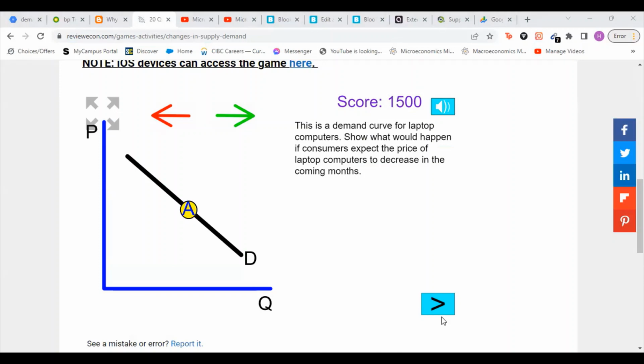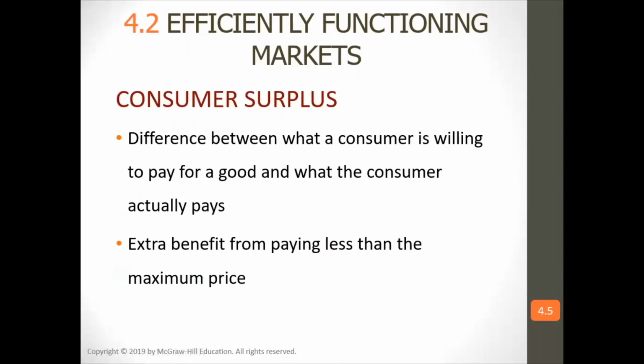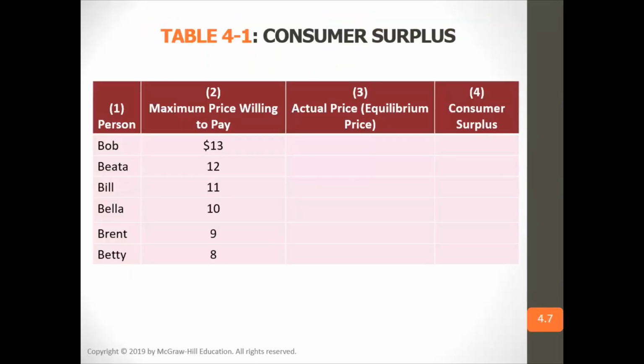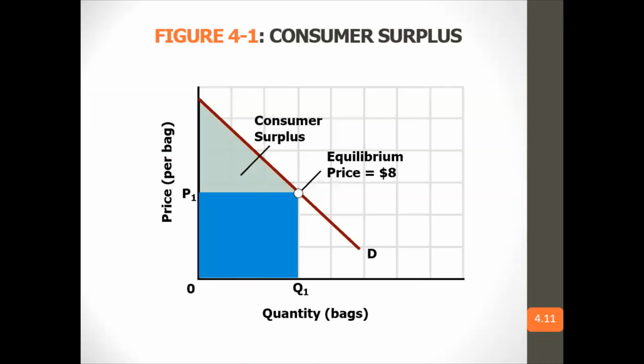So the consumer surplus is the difference between what a consumer is willing to pay for a good and what the consumer actually pays. So the extra benefit from paying less than the maximum price. Everyone has a maximum price they're willing to pay. So for me, my maximum price that I'm willing to pay for, let's say Pepsi, is $5, and let's say the actual price for Pepsi is $2. My consumer surplus is 5 minus 2, so it's $3. In this case, Bob's maximum price he's willing to pay is $13, and the actual price is $8. So his consumer surplus is $5. You just do maximum price willing to pay minus actual price to get the consumer surplus.